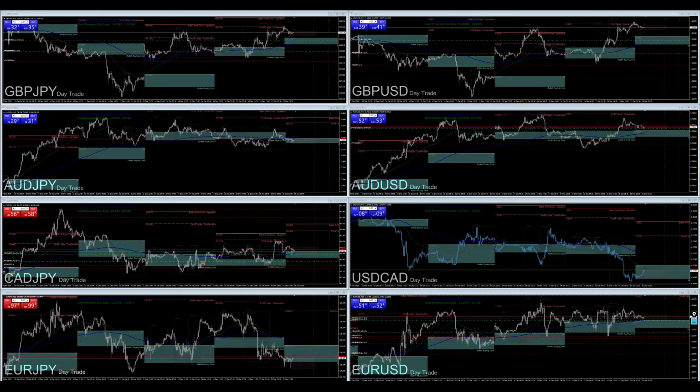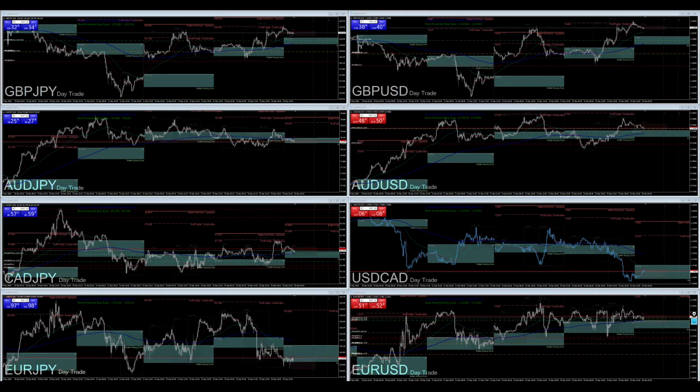All right, it is 6:30 p.m. on the 15th, and we just got triggered for the Australian US dollar. This is going to be order number 1350.